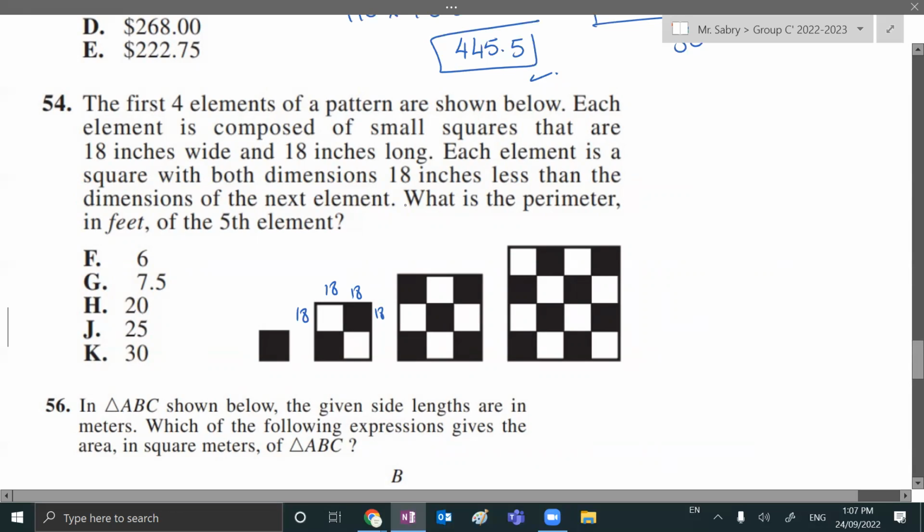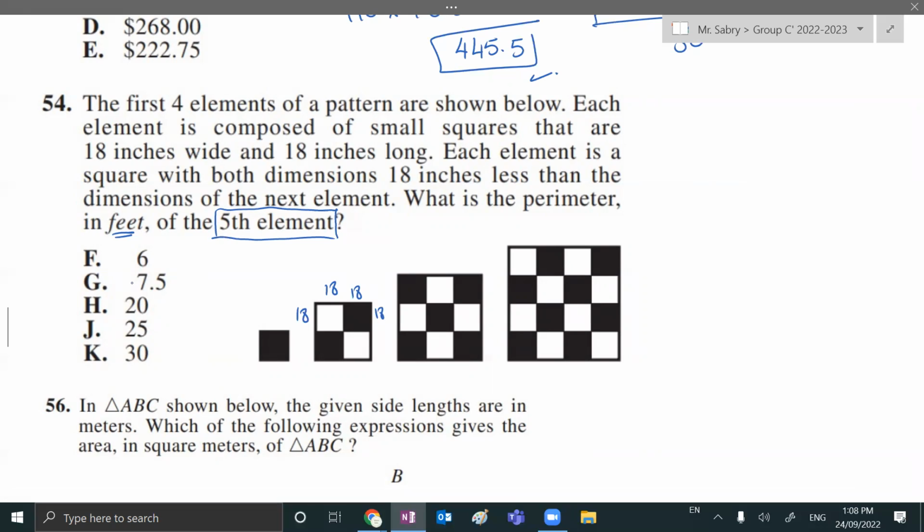Perfect. So what they're asking for is the parameter, in feet, of the 5th element. Now there's something very important to tell you here. This is an ACT test, okay? There are versions of the test. There is an international version and there's a US version. The US version is the one that has feet and inches, while the international one should have kilometers, meters, centimeters, and so on.